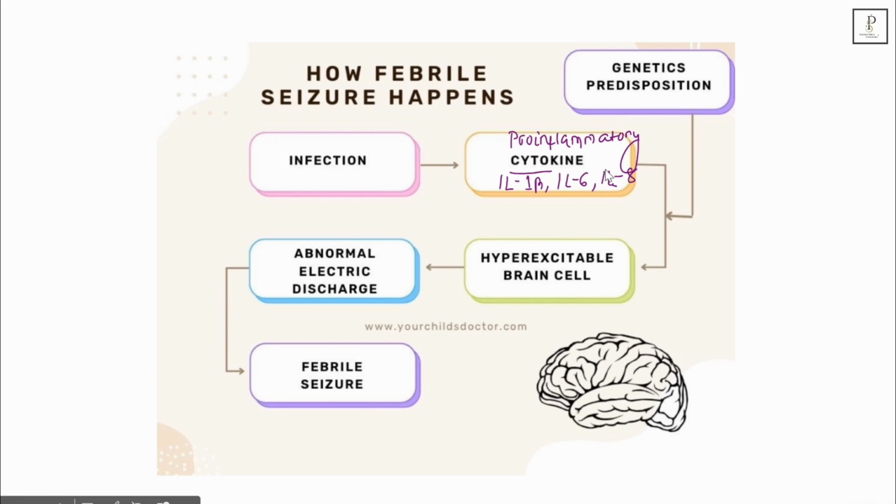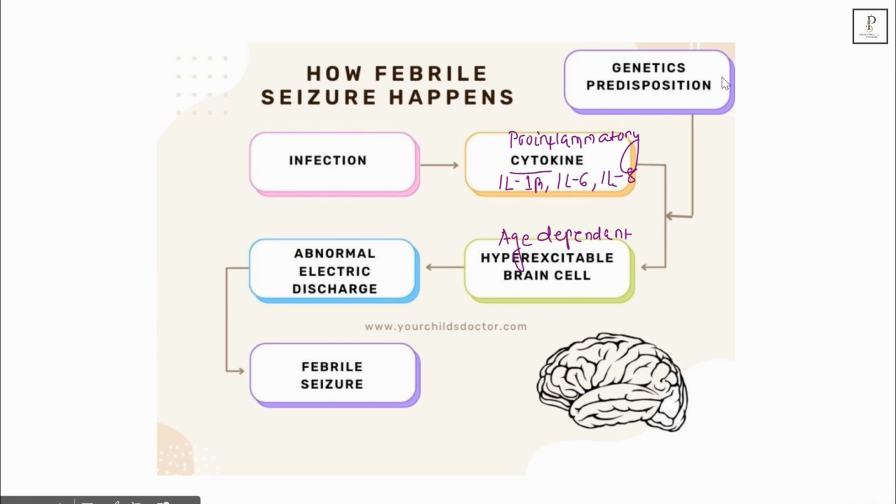In the pediatric age group, particularly between 6 months to 5 years, the brain cells are hyperexcitable. It is called age dependent hyperexcitability. So cytokines will act on those hyperexcitable brain cells and there will be abnormal electric discharges. That abnormal electric discharge will cause febrile seizure. There is also some genetic predisposition which will aggravate this action of cytokines on brain cells.